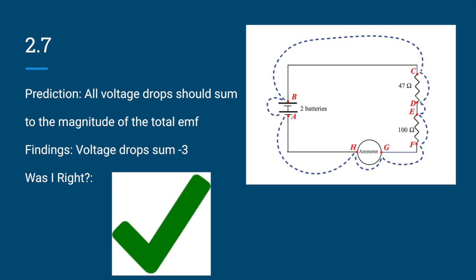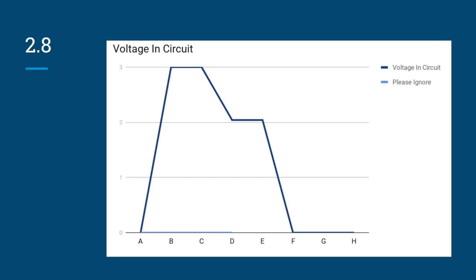For this part, my prediction was that all voltage drops should sum to the magnitude of the total EMF, just as we saw in the table previously. And I found that that was true. My voltage drop for the whole circuit was -3, which is equal in magnitude to the EMF of 3. So I was correct.